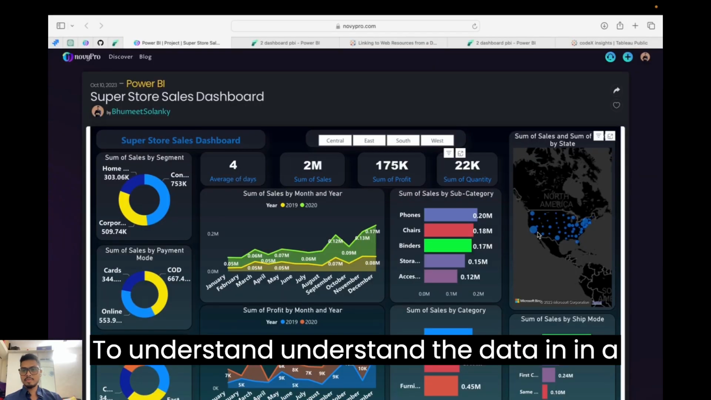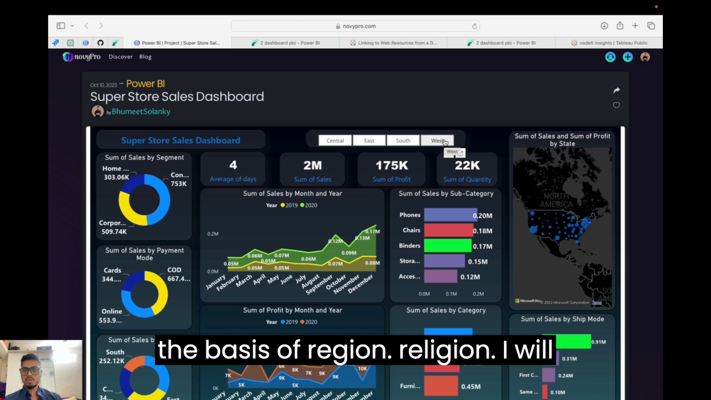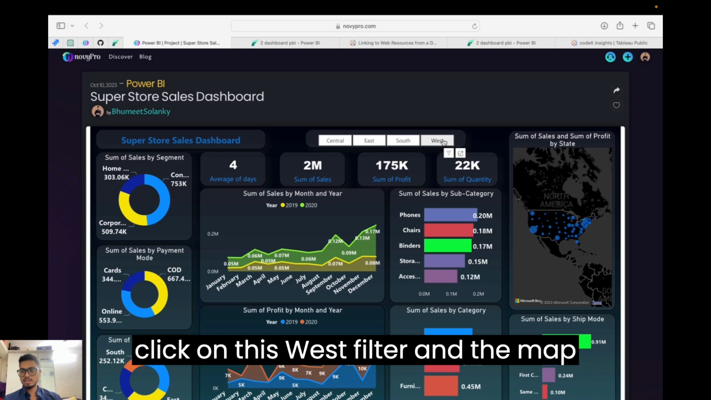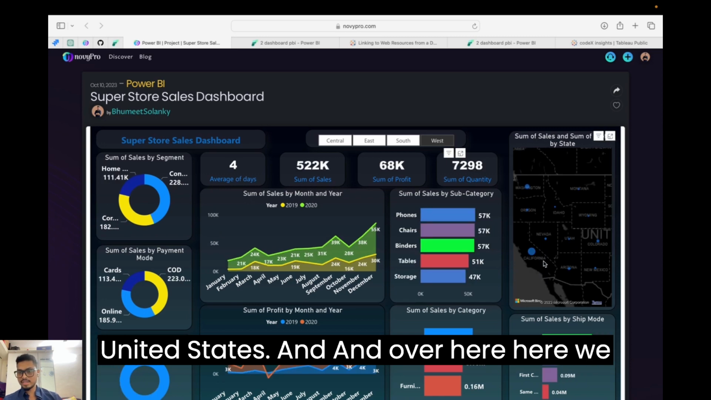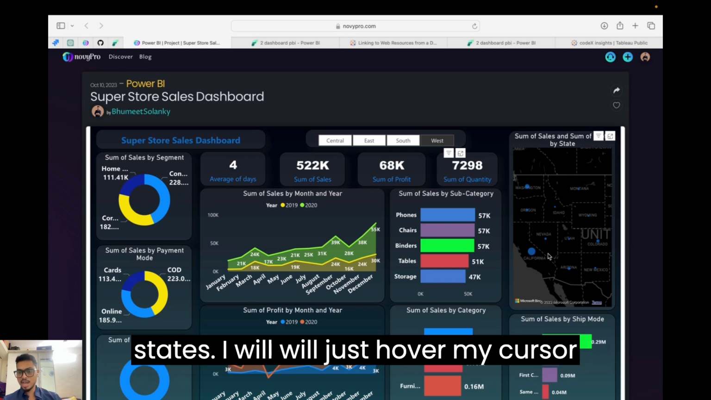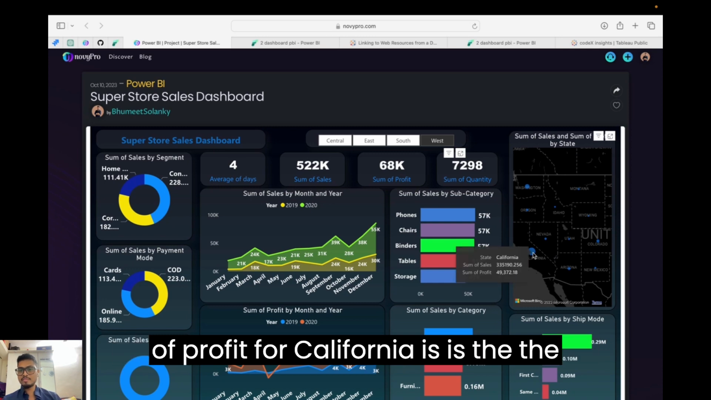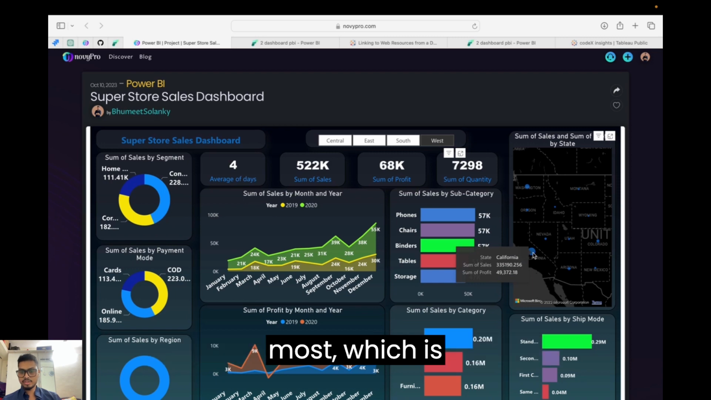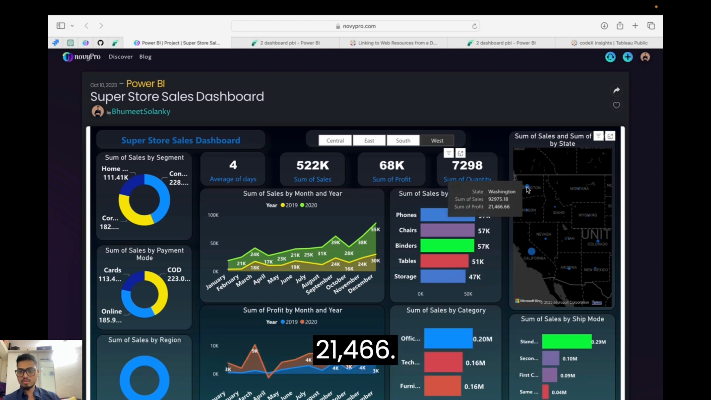To understand the data in a more appropriate way, I will use this particular filter which I have applied on the basis of region. I will click on this West filter and the map will take you to the west side of the United States. And over here, we can see that the bubble on California is bigger than the rest of the states. I will just hover my cursor over it. I can see that the sum of profit for California is the most, which is 49,372, followed by Washington, which is 21,466.